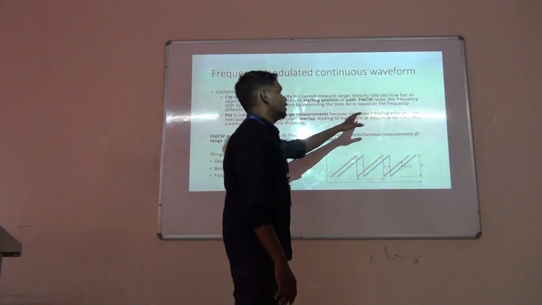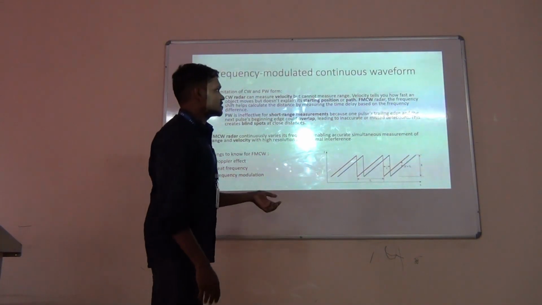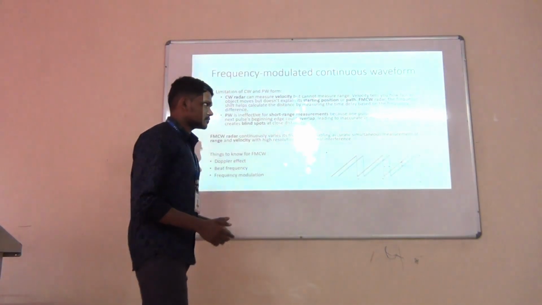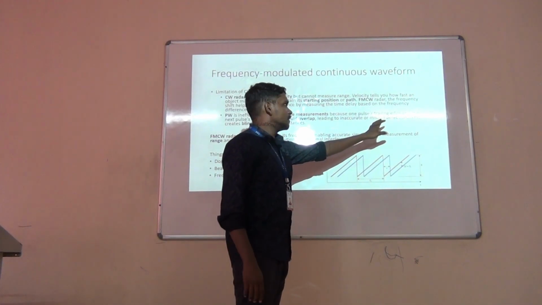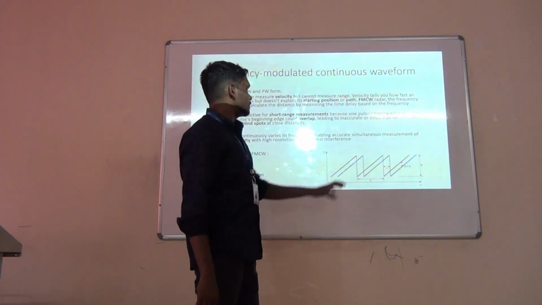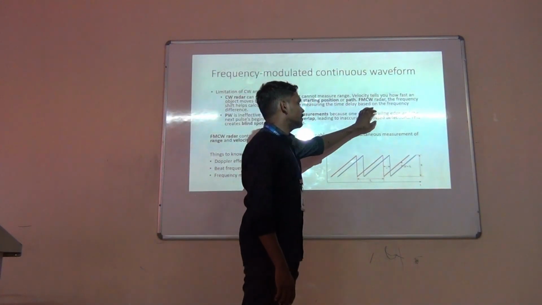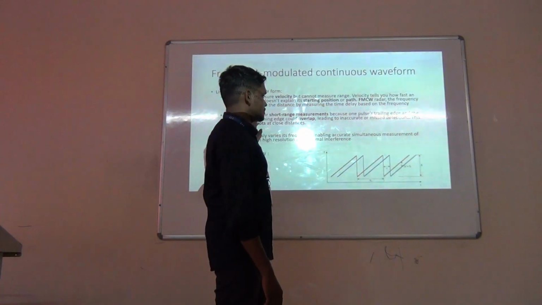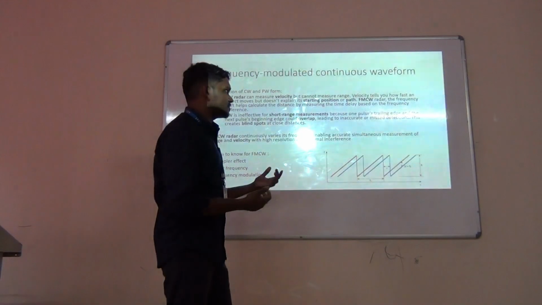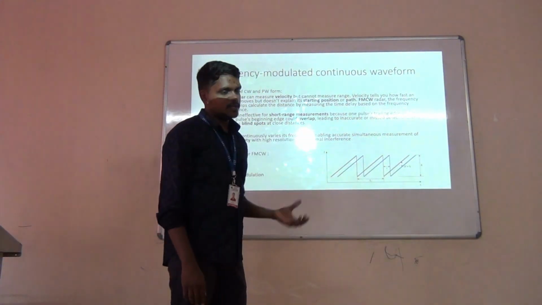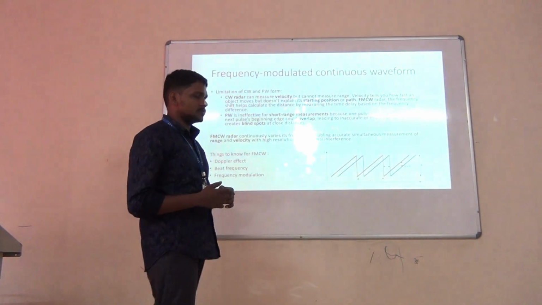Velocity tells you how fast an object moves, but does not explain its starting position or path. But in case of frequency modulated continuous waveform radar, the frequency shift helps calculate the distance by measuring the time delay based on the frequency difference. You may wonder, what is this frequency modulated continuous waveform? I will detail what it is and how it is used.